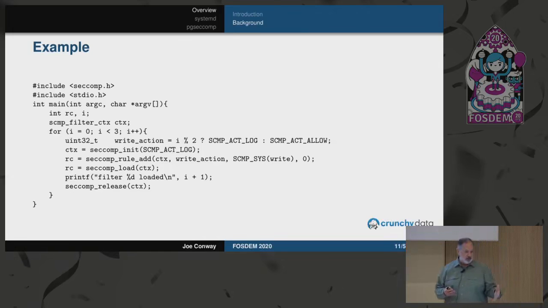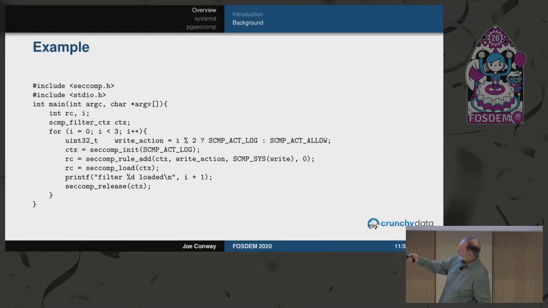So this is a simple example, but it illustrates a number of important points. Basically what I'm doing here is creating a context for seccomp. I'm going to loop three times, so I'm basically going to create and load three seccomp filters. On the first iteration, my write action is going to be allow. On the second iteration, it's going to be log, and on the third iteration, it's going to be allow.